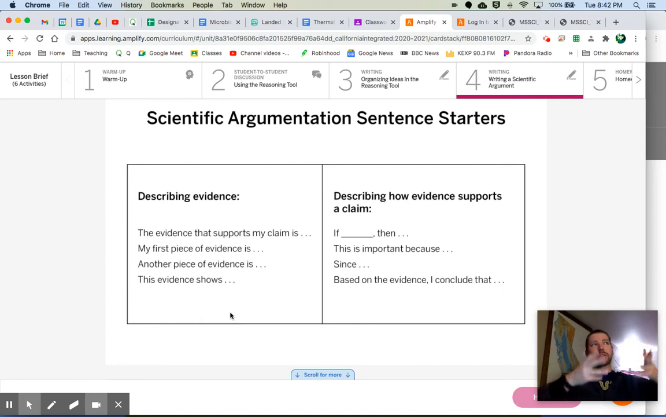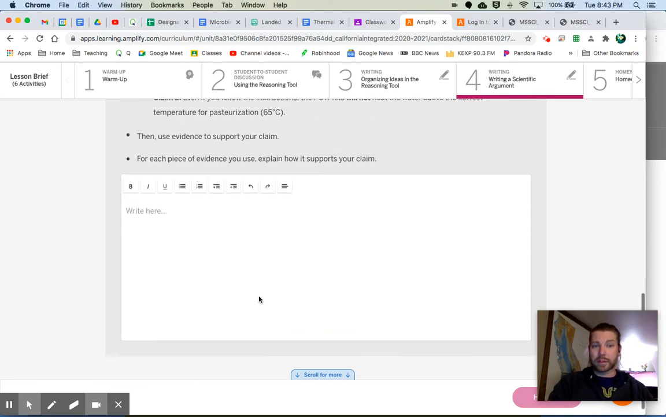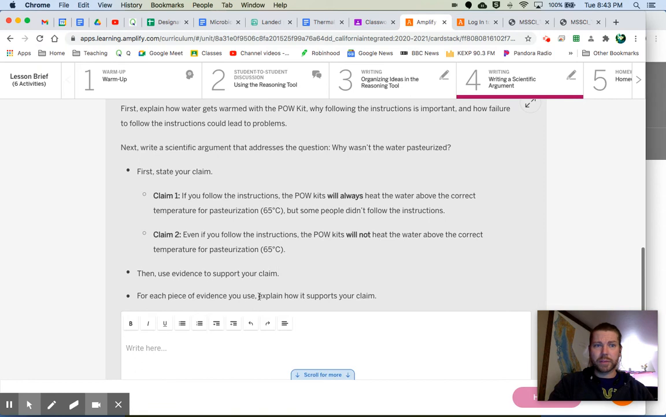How do I introduce this next idea that I have? Use some of these sentence starters. They're helpful. I'm not going to say you're plagiarizing. You copy that. You know, my first piece of evidence is that, that's fine. That's great. Use that for your final argument down here.